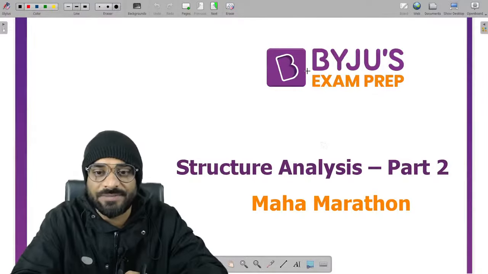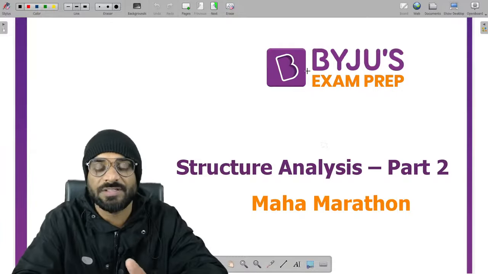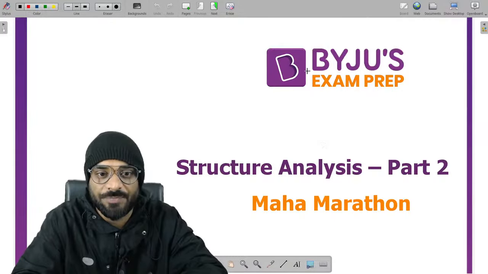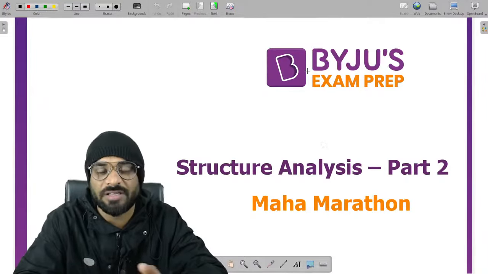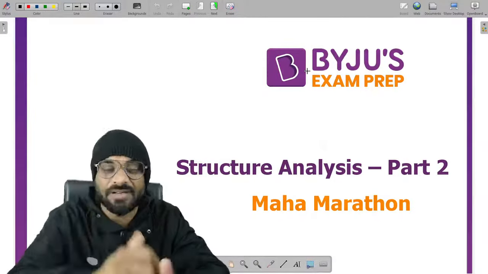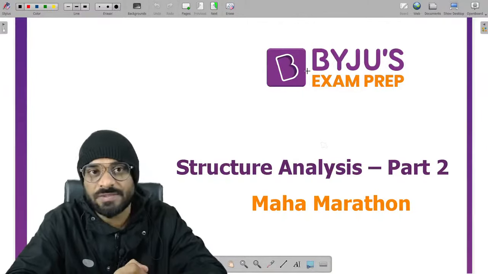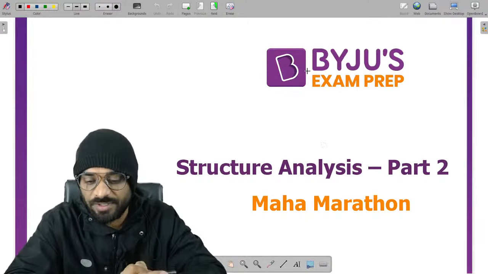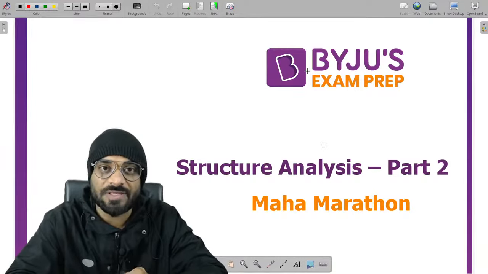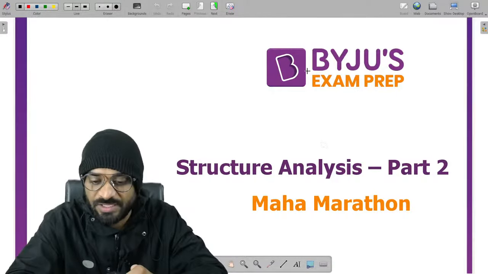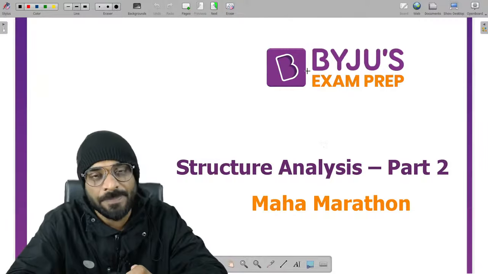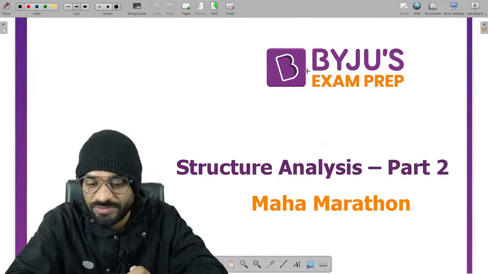And guys, this is our part 2 of the structure analysis in which we will discuss the rest of the topics like our ILD part, arches and cables, moment distribution method, slope deflection method, matrix method. So these are the points which are still remaining and we have to discuss these topics in this particular marathon. Okay, so come fast and join the session, and before going further, please let me know audio and video is clear or not.